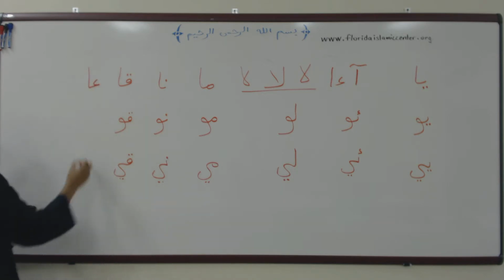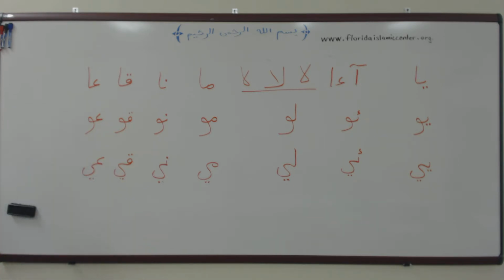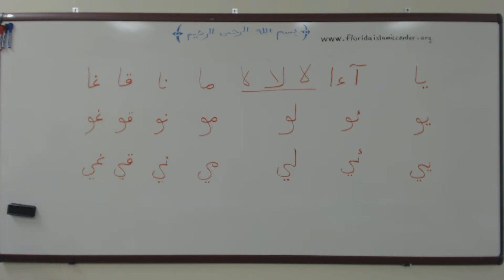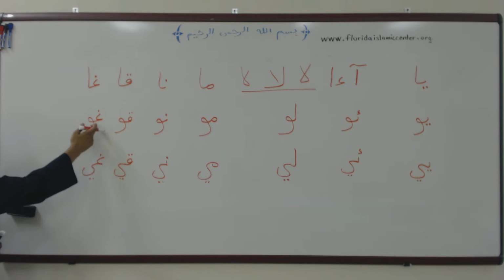What about this? A. That's the ain. A, u, i, right? What about this? What if I put a dot on it? What's the first one? Ra. The first one is a ra. Ra, ru, ri. Ghain. Ra, ru, ri.